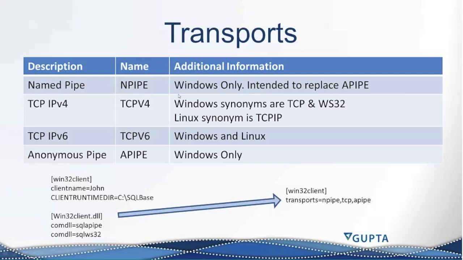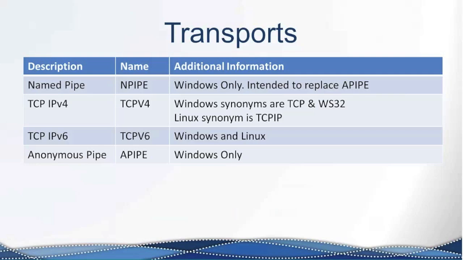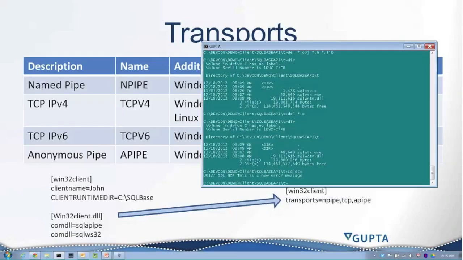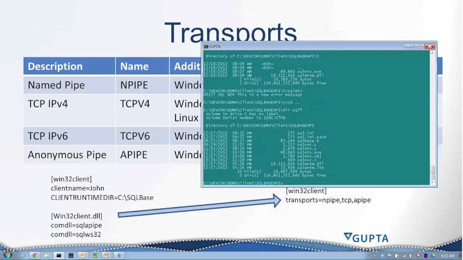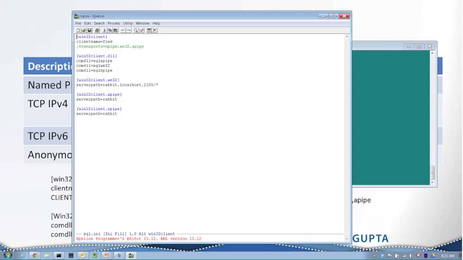Named pipes and anonymous pipes only work on Windows, whereas TCP IPv4 and IPv6 work on both Windows and Linux. So I just wanted to show that we have a SQL.ini file that's set up the way that we've done it in the past. And here I show that I also can specify Namepipe, and these sections are the same as before.